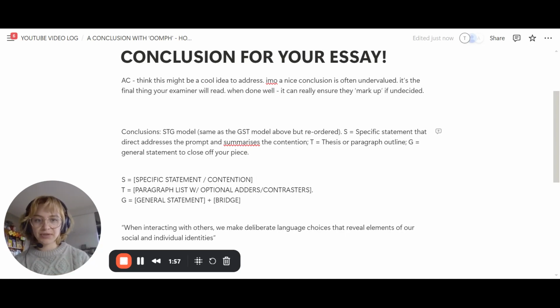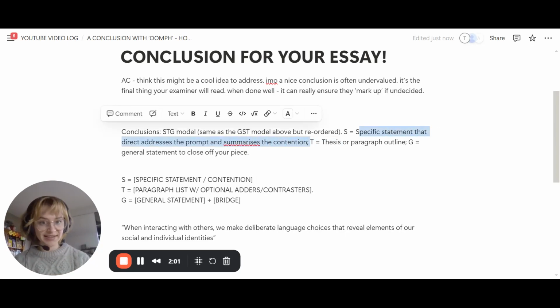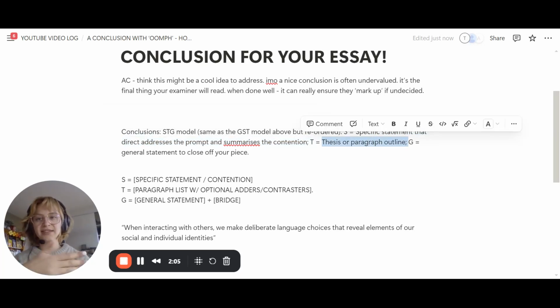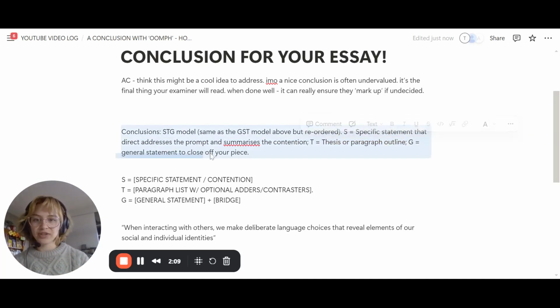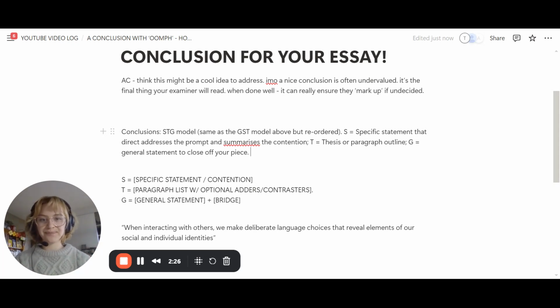So we start with a specific statement that directly addresses the prompt and answers it. Then the thesis or paragraph outline, which means what are the 3 paragraphs that you talked about. And then G, the general statement to close off your piece. So when you write your introduction, you approach it more like a GST, with general statement, then paragraph outline, and then your strong statement to finish up your introduction. But in the conclusion, we're going to do it the other way around. Start a bit specific, get broader.